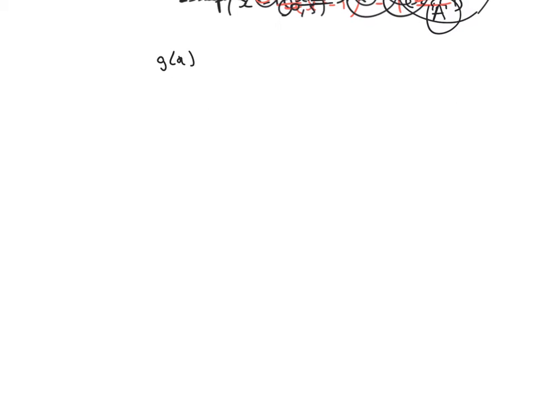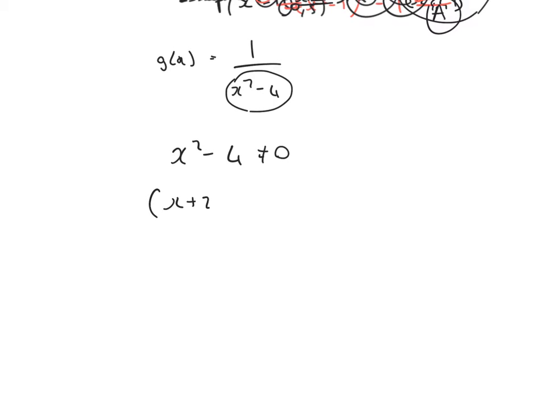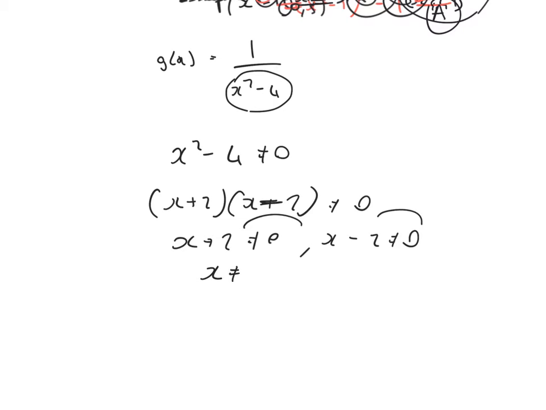Okay, question 5. g of x is given by 1 over x squared minus 4. What's a suitable domain of g? What we're thinking about here is that you cannot divide by 0. So x squared minus 4 cannot be 0. That's a difference of 2 squares, so (x plus 2)(x minus 2) cannot be 0. So x plus 2 cannot be 0 and x minus 2 cannot be 0, which means x cannot be minus 2 and x cannot be 2. Those are the restrictions on the domain, and that is option C, 2 or 0.